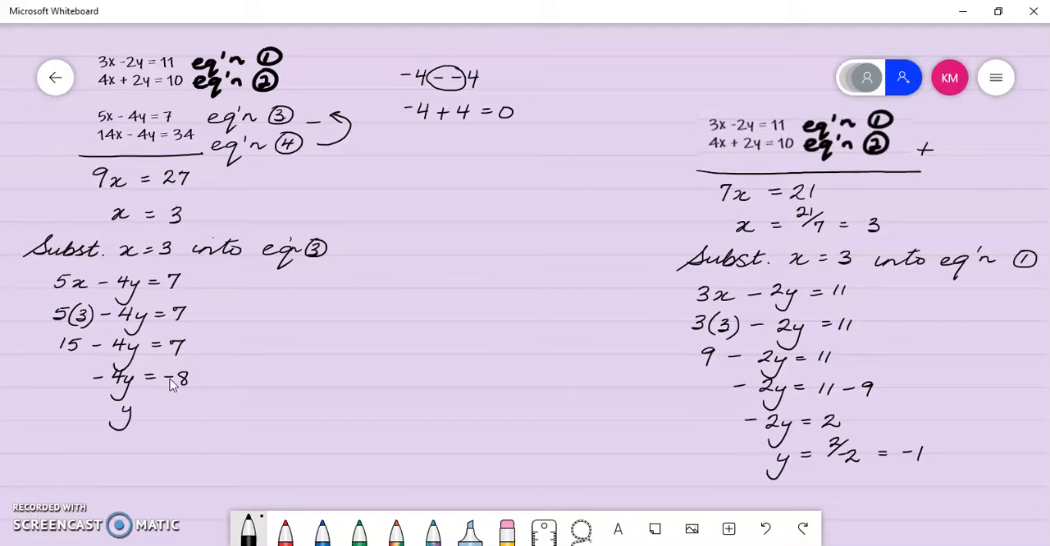So now to solve for y, I'm going to have to divide negative 8 by negative 4. When I divide a negative number by another negative number, I'm going to get a positive. 8 divided by 4 is 2. And there you have it. I have solved for both variables in my two pairs of simultaneous equations.